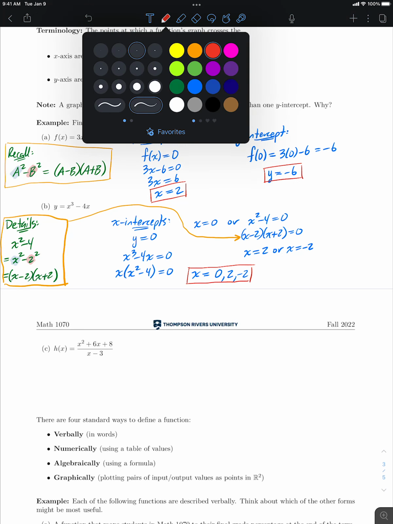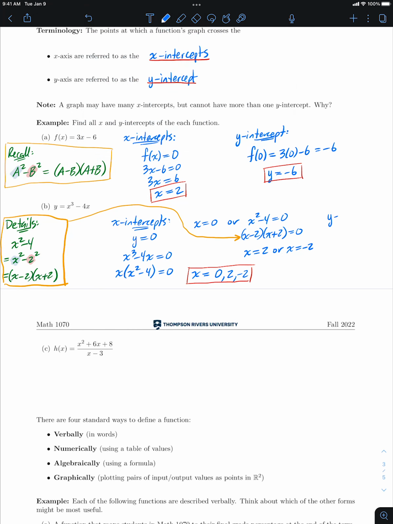Now, I didn't leave very much room for the y-intercepts, but the good news is you don't need much room for that. I accidentally said y-intercepts. It's singular, not plural. But the good news is it's more straightforward to find the y-intercept. Remember, you just have to plug in 0. That's what we did up here, right? We plugged in 0. Same thing here. So the notation you can use here is the value of y when x is equal to 0 is equal to what? Well, just plug in 0 here. x cubed minus 4x, except you're going to plug in 0.